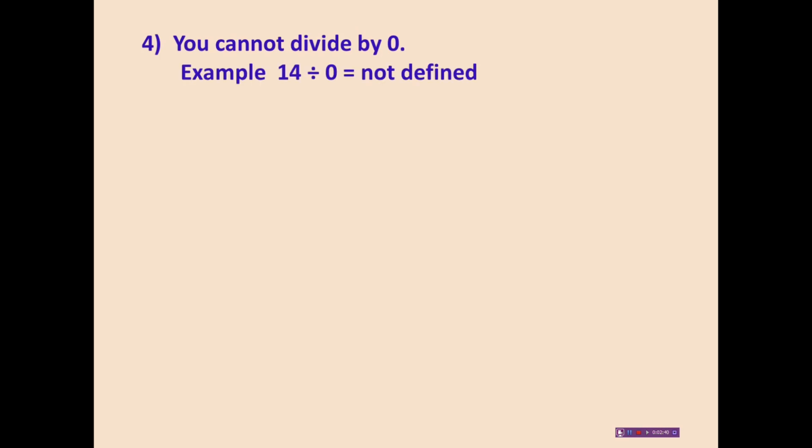The next property of division is that we cannot divide by 0. If I divide any number by 0, that has no meaning, so we say it is not defined. So if I divide 14 by 0, it is not defined. If I divide any number, 85, by 0, it is not defined.